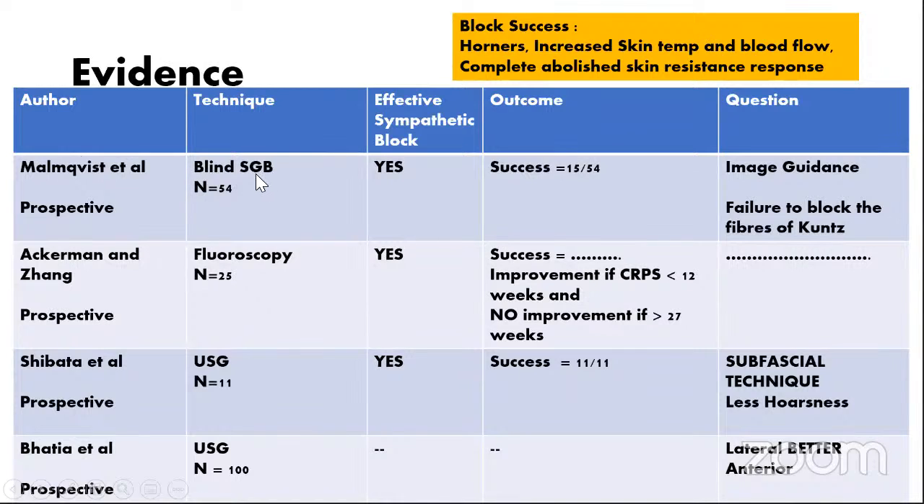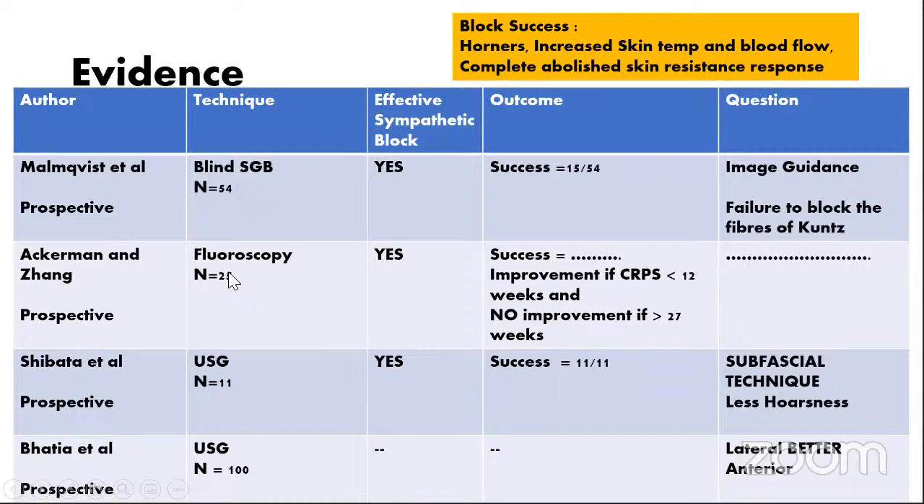Now, these are some of the prospective studies which have been carried out by these authors. This was the blind stellate ganglion block in 54 patients, and they had success in just 15 of the 54 patients. And they mentioned that you really require image guidance to increase the block efficacy. Apart from that, there could be a probable failure to block the fibers of Kuntz that arise from T2, and then pass through T1 and into the upper limb.